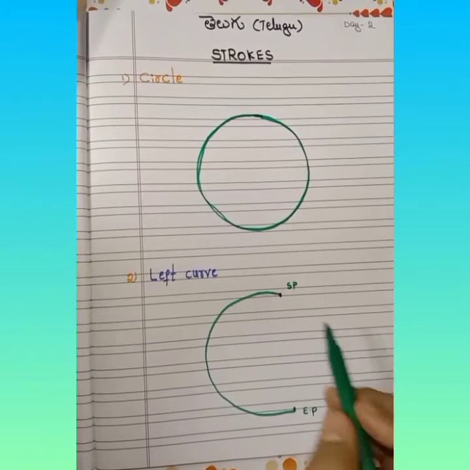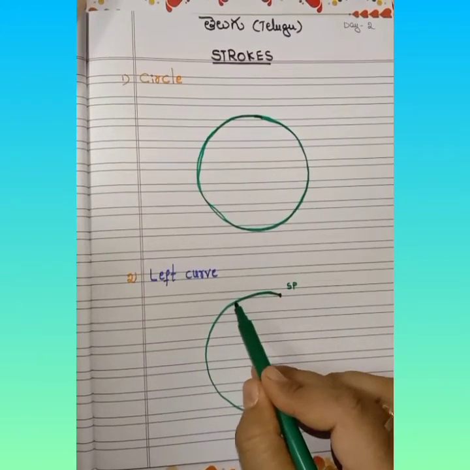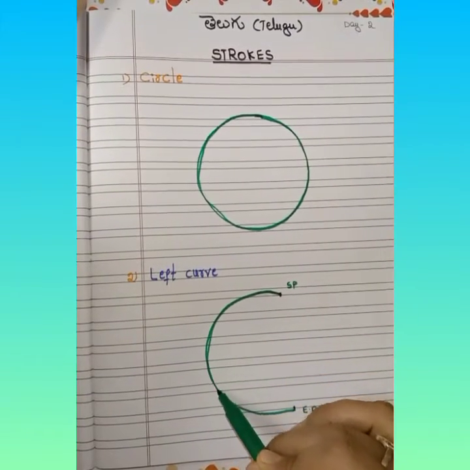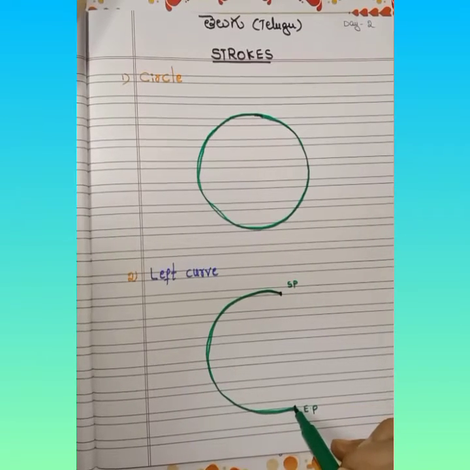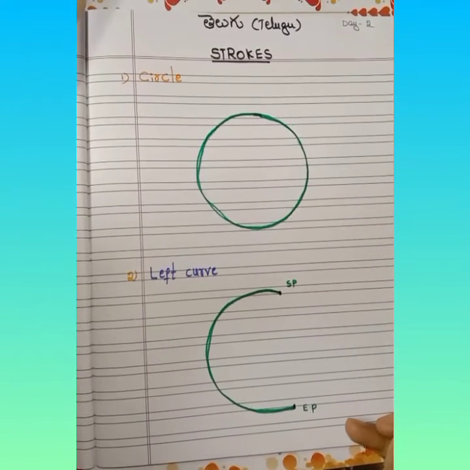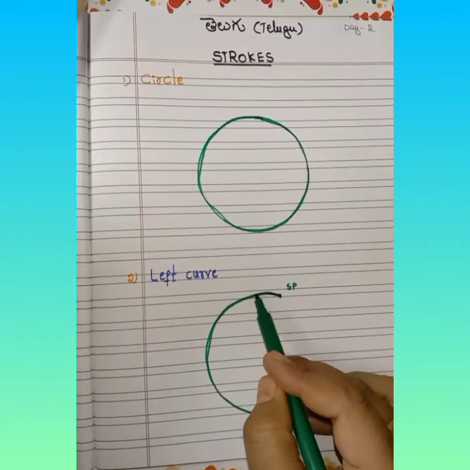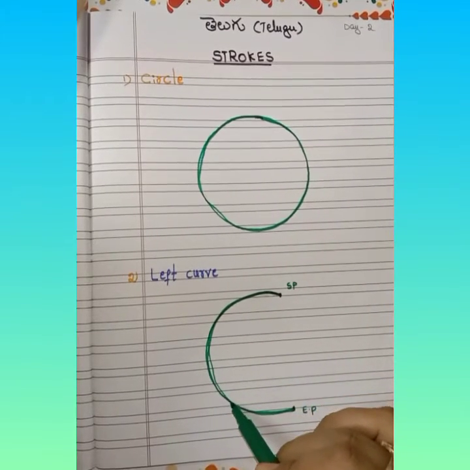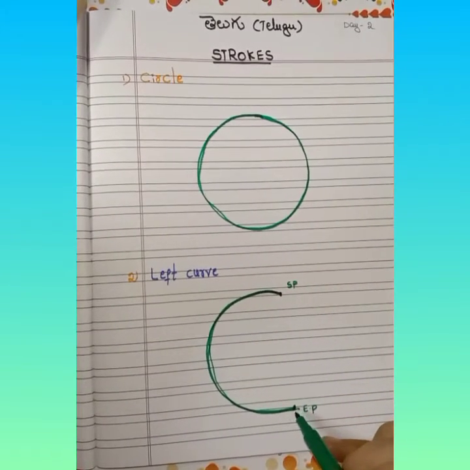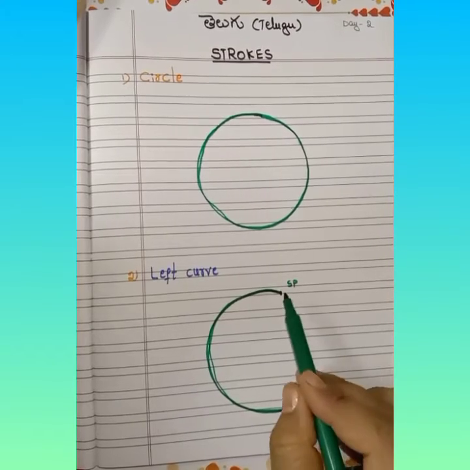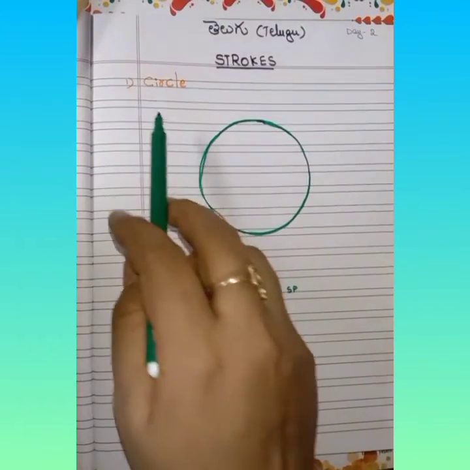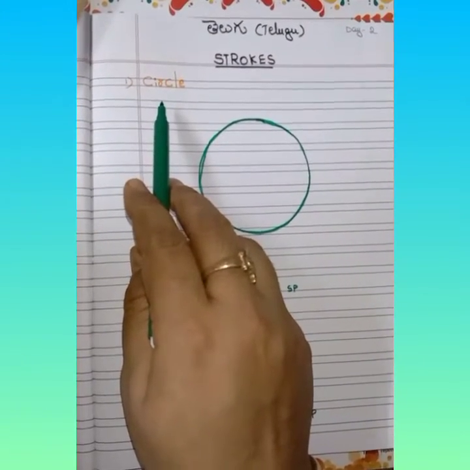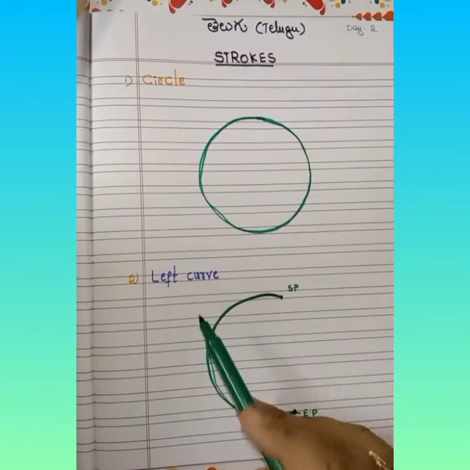Okay. Left curve. This is left curve. Trace the left curve. Okay. Like this, children. This is left curve. Once again, I repeat. See carefully, children. This is circle. This is left curve.